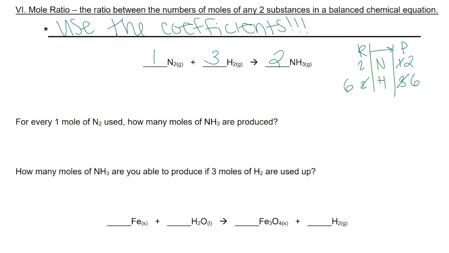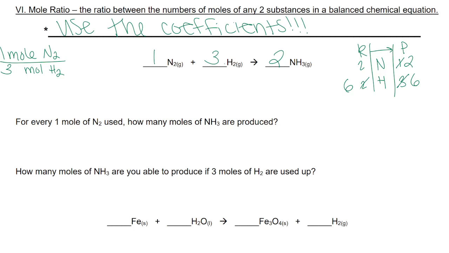Perfect. What I mean by use the coefficients to write your mole ratio is that we can relate any of these substances to one another using their coefficients. I could say that for every 1 mole of nitrogen gas that we used, we also needed to use how many moles of hydrogen gas? 3. So we just used their coefficients and plugged them right in.